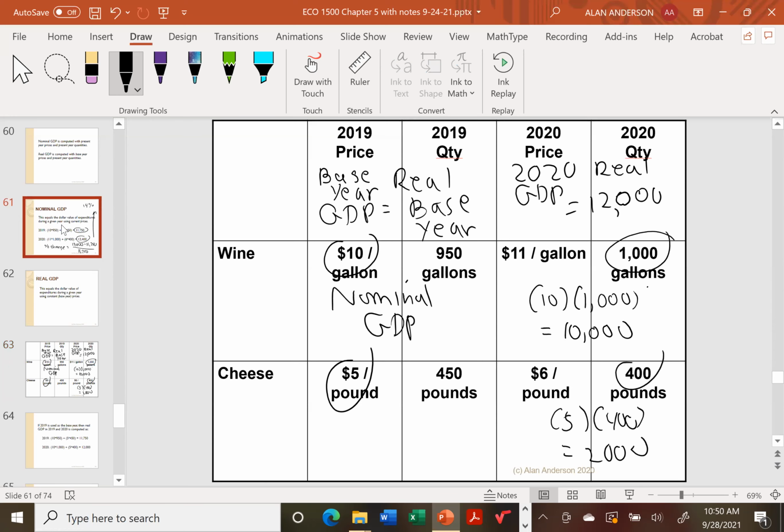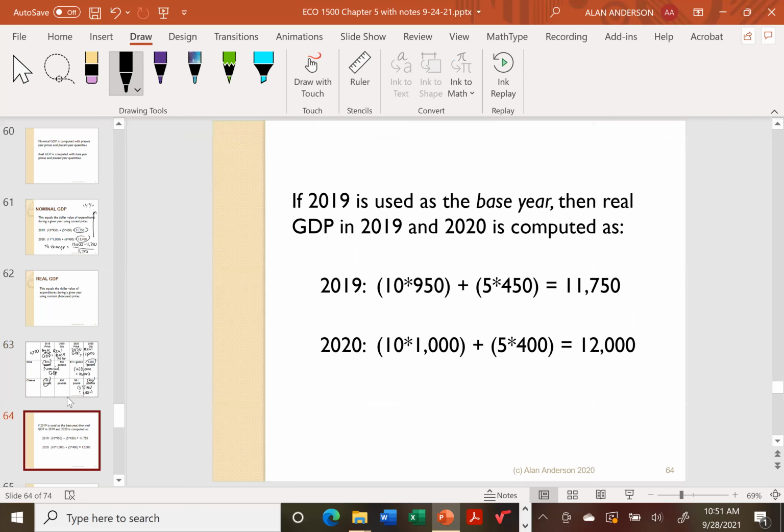This year, if you recall, it was 11,750. So when we use the base year prices for everything, the GDP is actually only going up from 11,750 to 12,000. Okay, so that's what this is all about.